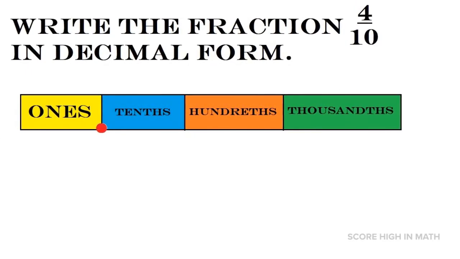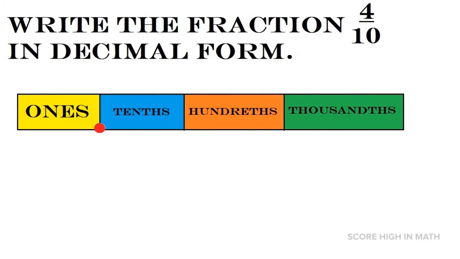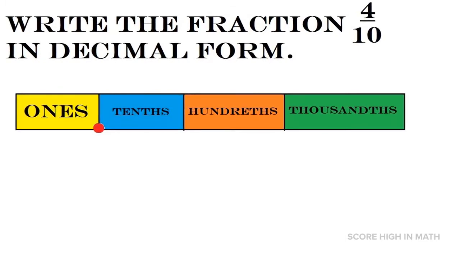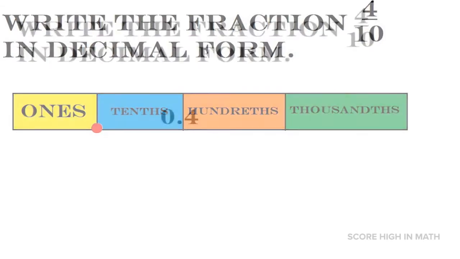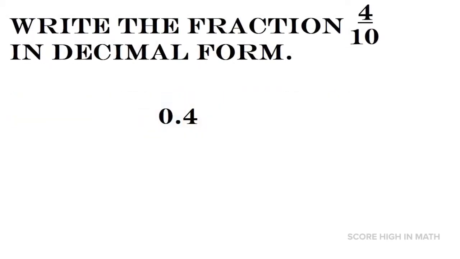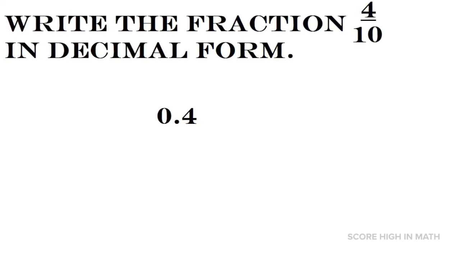You can see that the numerator on the fraction is 4 and the denominator is 10. Since the denominator is 10, we're going to use the tenths in the place value chart. Therefore, the decimal form of 4/10 is equal to 0.4.